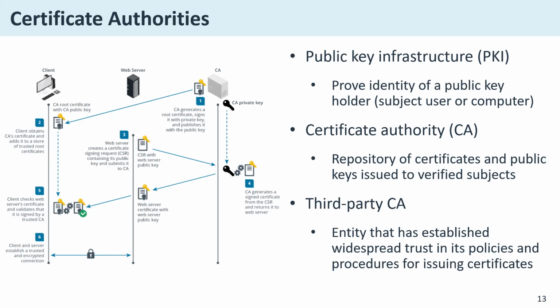If your date is not correct, or your browser is not updated, you see there's a relationship between the third-party CA, the CA, and the PKI. So you can be told that this certificate is expired, or this certificate is not correct, or your date is not correct. Now you have an entity that's established widespread trust in these policies and procedures for issuing certificates. So they work all hand in hand to make sure that you have a secured system.